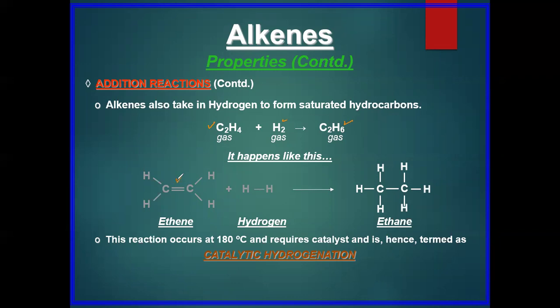Basically, this is the double bond of ethene. This is hydrogen. The hydrogen bond is broken. Here, the double bond is broken. Then one hydrogen goes to this carbon, the other hydrogen goes to this carbon. So what will be produced? Ethane will be produced.